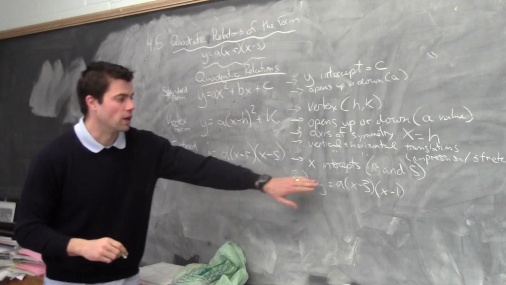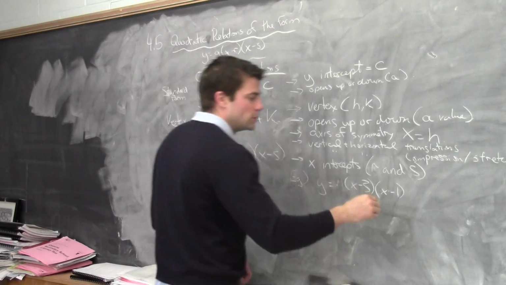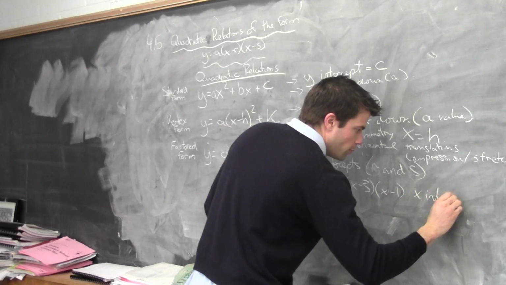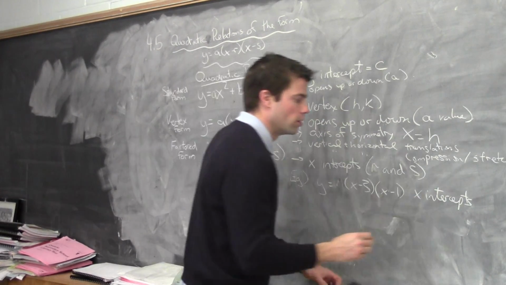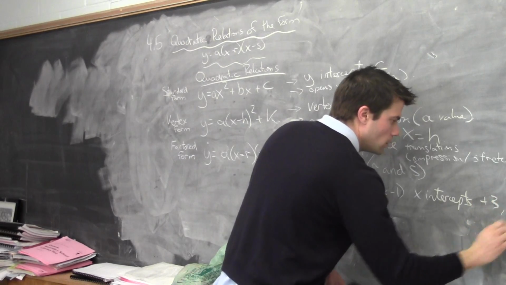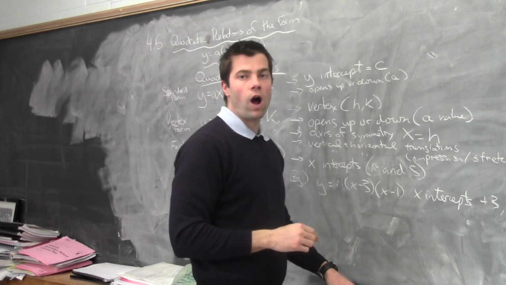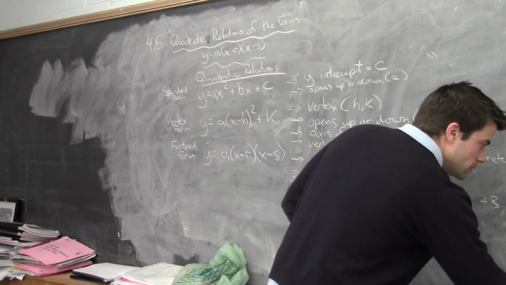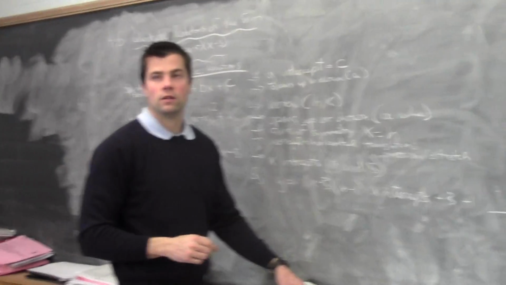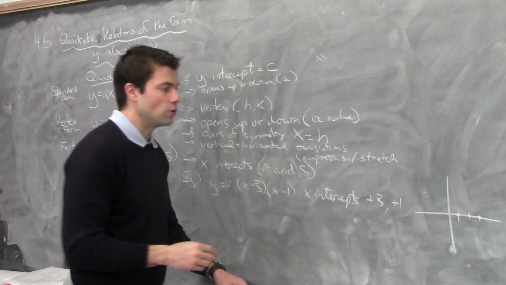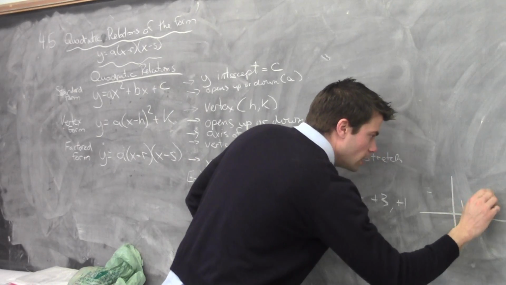If that's what my formula looks like, I could get rid of A or just say A is 1. My x-intercepts are positive 3 and positive 1. What does that mean in the graph? That means when my y value is 0, my x-intercepts, where I cross the x-axis, are 1 and 3. Okay, and I know it opens up because I know A is positive 1, so I know my graph is going to look something like this.